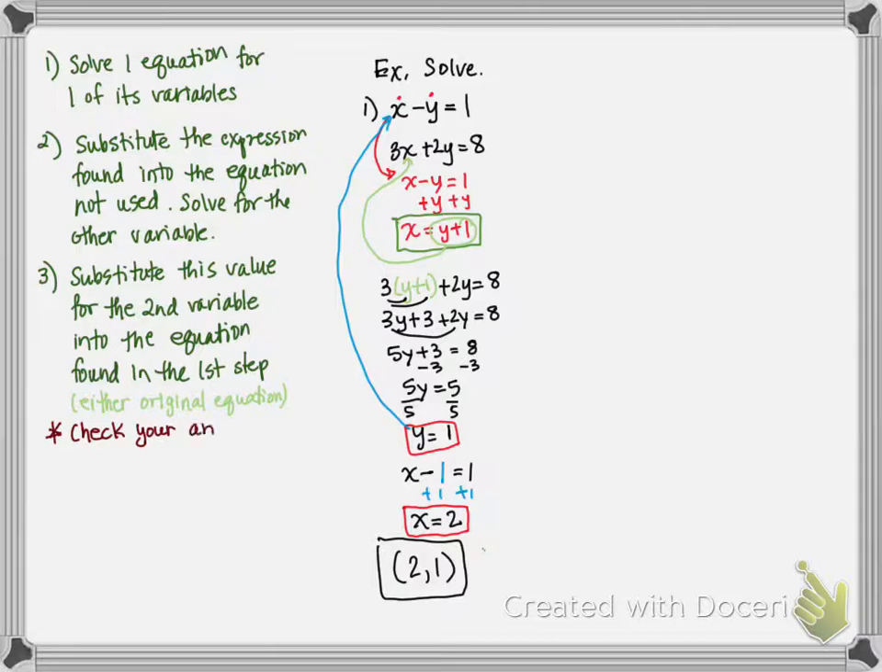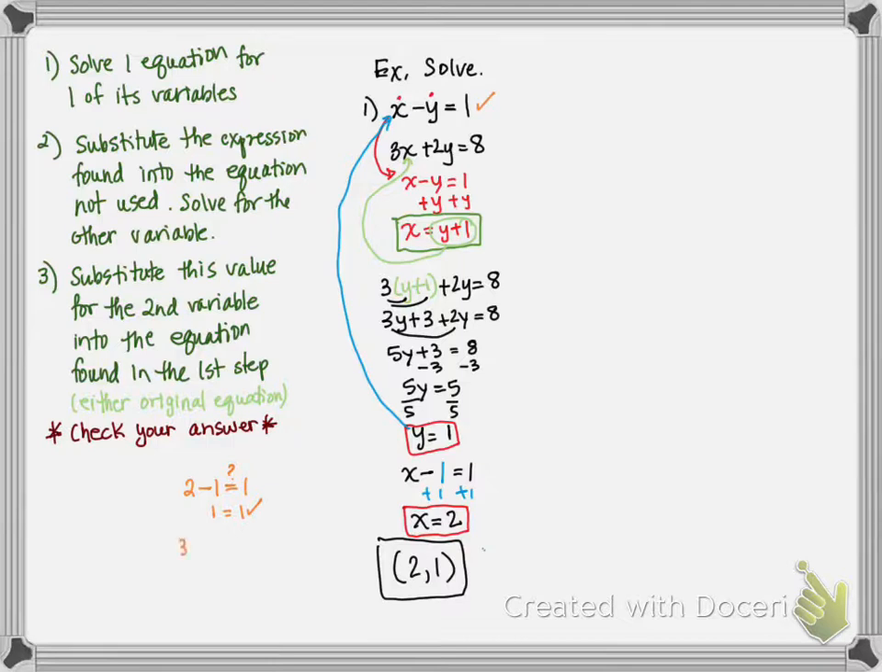Check your answer. To do that, I'm going to substitute the ordered pair back into both original equations. So let's do that. Okay, so 2's for x, 1's for y. Does it make a true statement? Well, 2 take away 1 is 1. Yep, it does. So we say it satisfies the first equation.